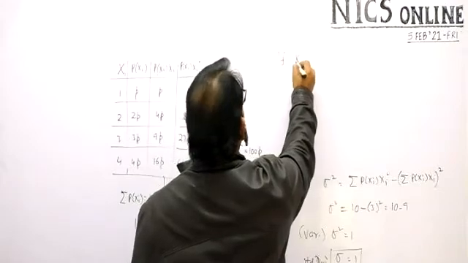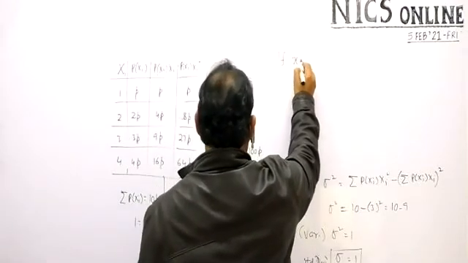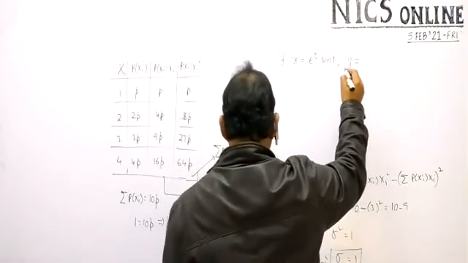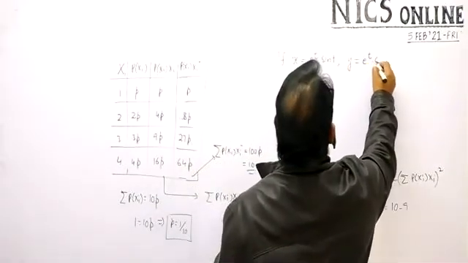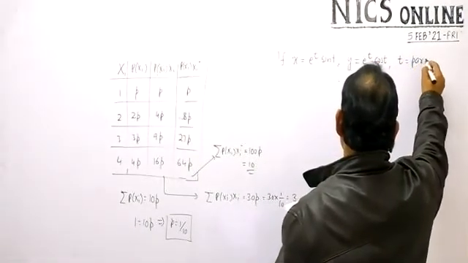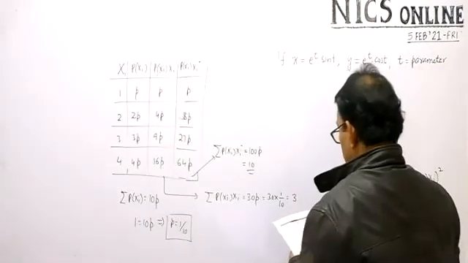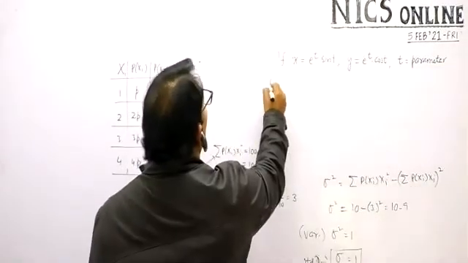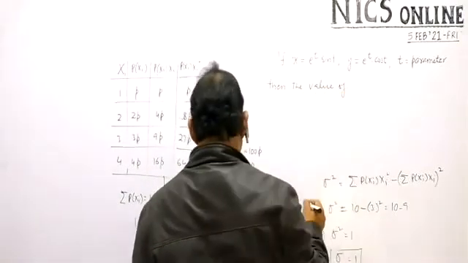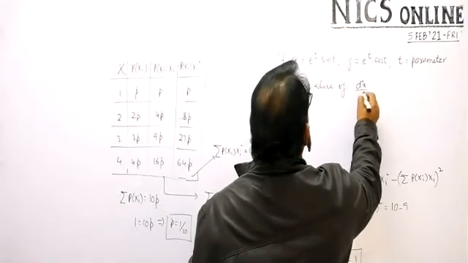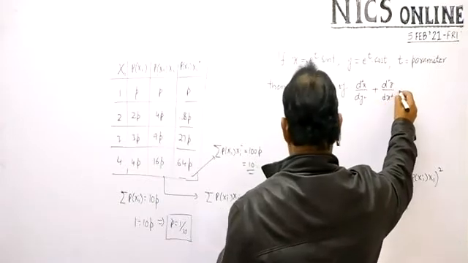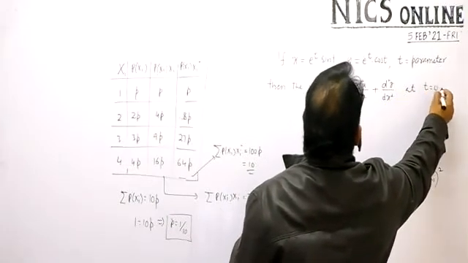If x equals e to the power t sin t, y is equal to e to the power t cos t, but t is a parameter. Then the value of d2x by dy square plus d2y by dx square at t is equal to 0 is.